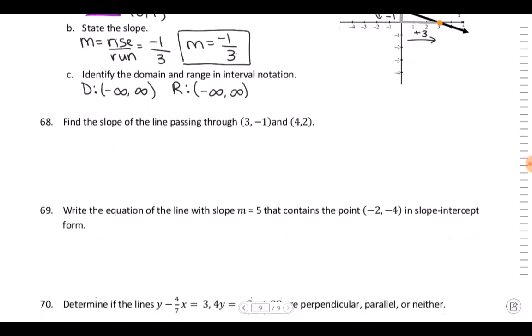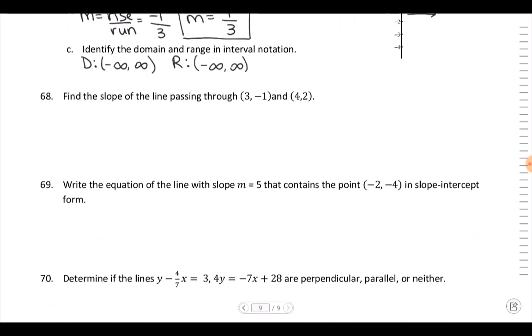All right, number 68, find the slope of the line passing through the points (3, -1) and (4, 2). So I'm going to call this x1, y1, and x2, y2. So my slope formula is y2 minus y1 over x2 minus x1. So let's go ahead and plug them in. Now you can choose whichever point you want to be point 1 and which one you want to be point 2. I just choose them in the order that I see them. It's easier that way. So y2 is 2 and y1 is negative 1. x2 is 4 and x1 is 3.